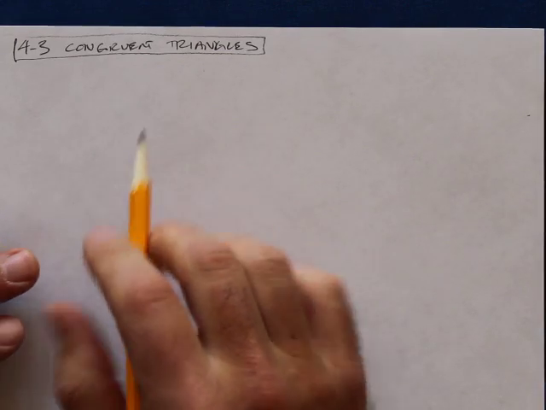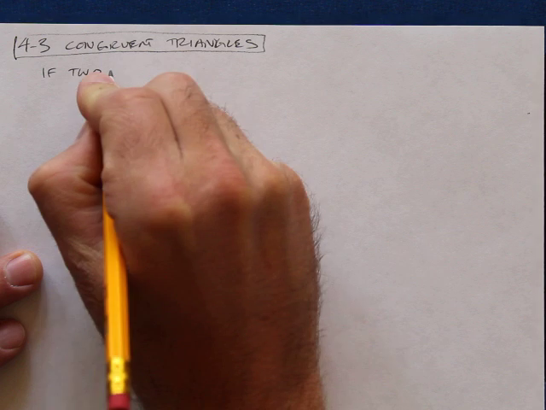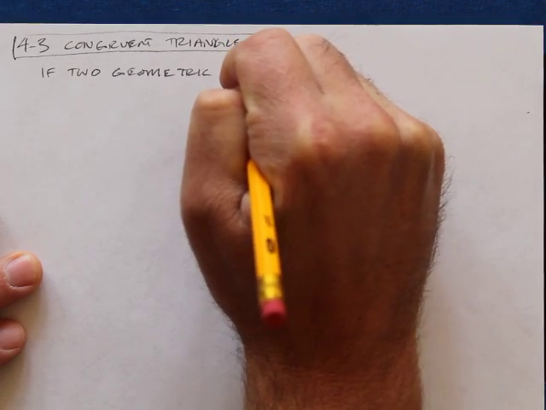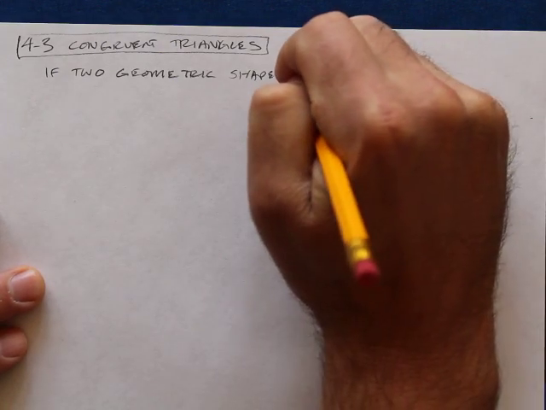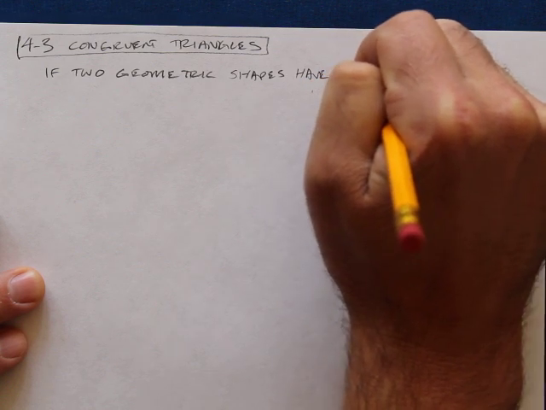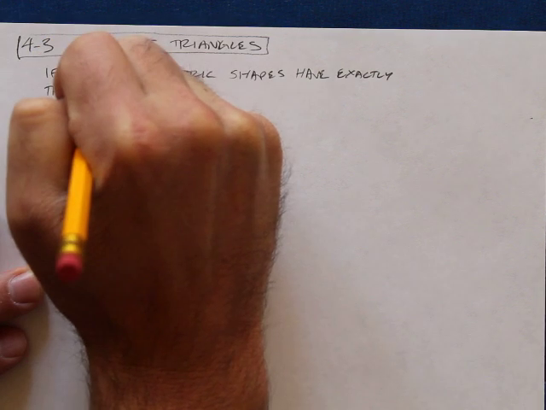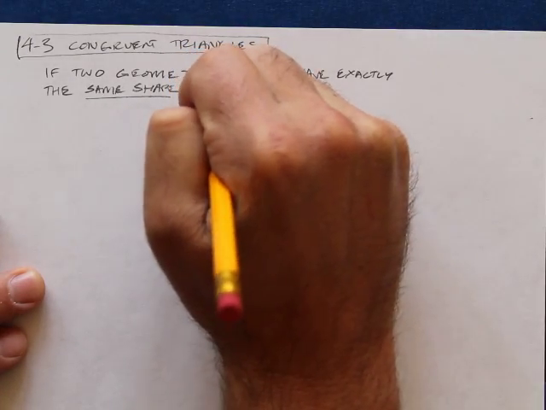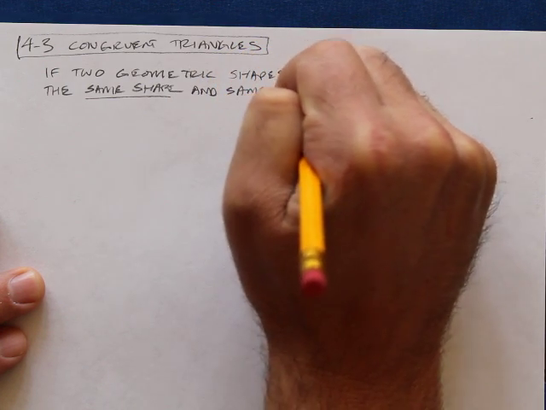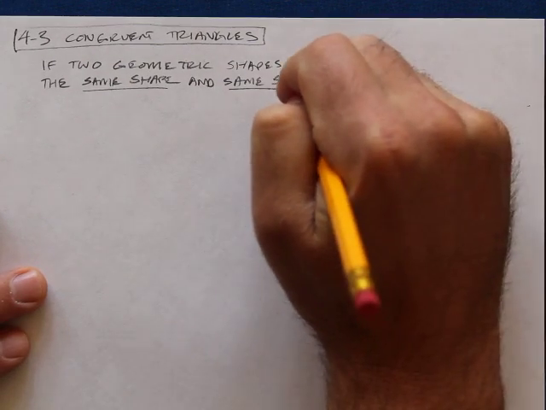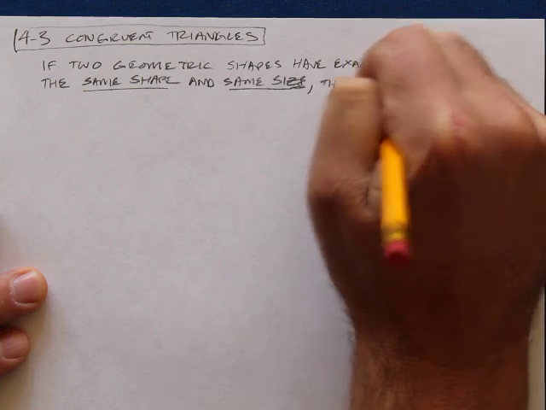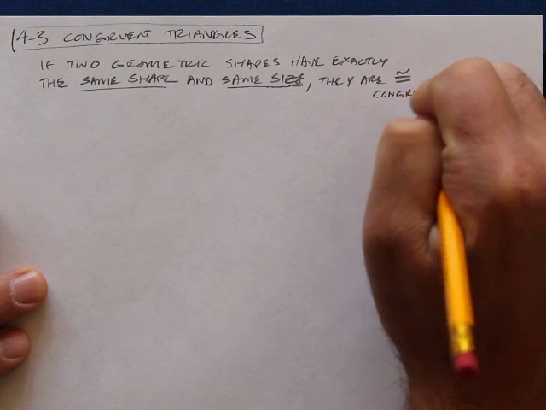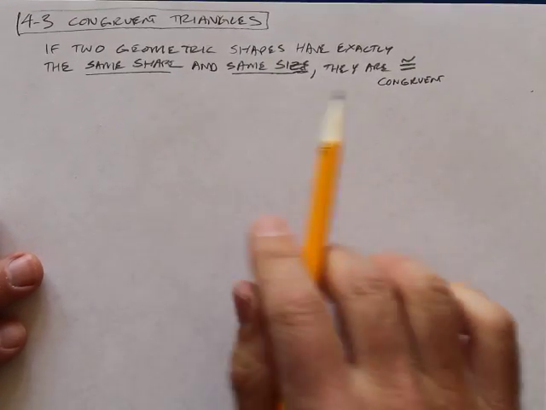So we're going to write a little bit here. If two geometric shapes have exactly the same shape and same size, they are congruent. So that's the congruent sign, congruent. All right, so if two shapes have the same shape and the same size, then they are congruent.